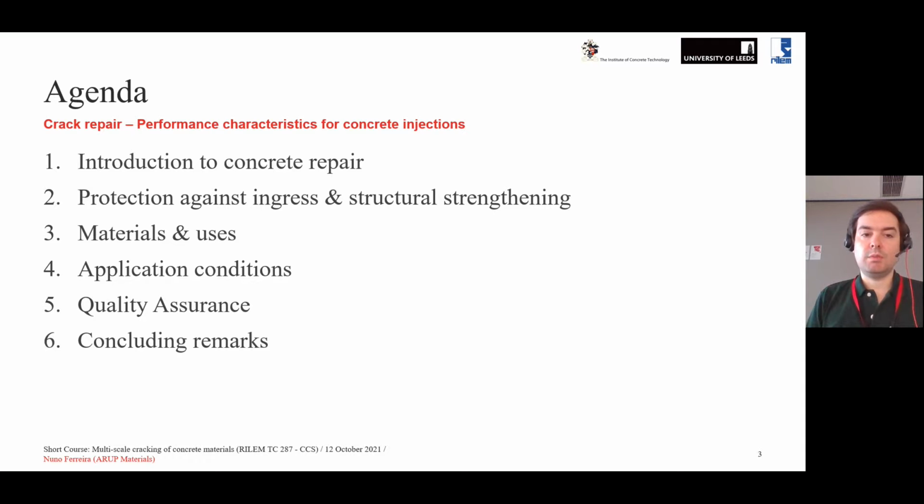We'll discuss a little bit the application conditions, and there are some materials that have a better range of applications than others. We'll briefly touch base on quality assurance, and finally we'll highlight the most important considerations.